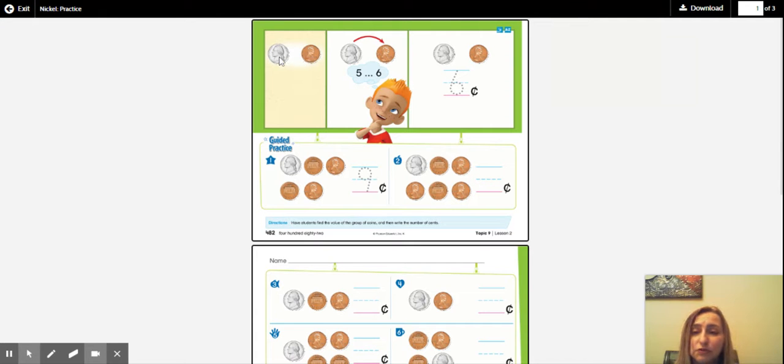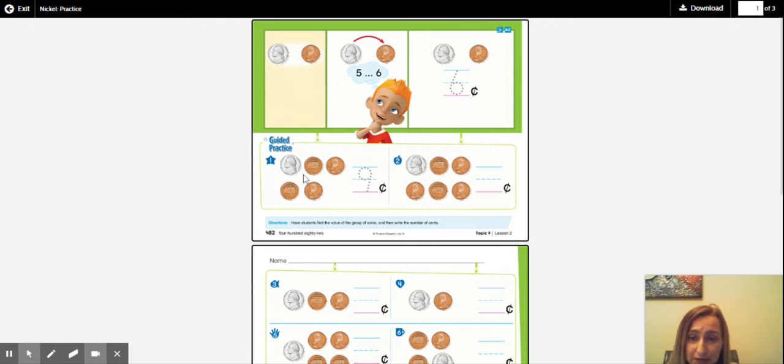In this example, just like in the video, the nickel is 5 and then 1 cent for the penny. So you count 5 plus 1 more is 6. So the value of these two coins together is 6 cents.